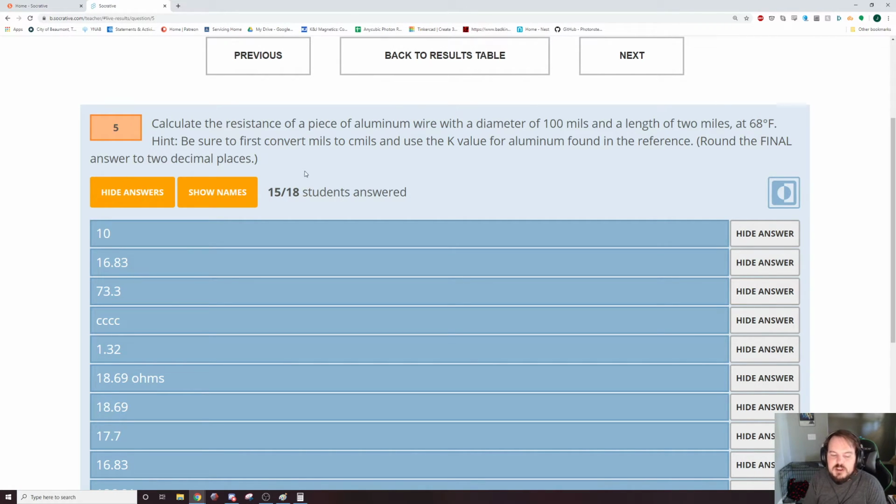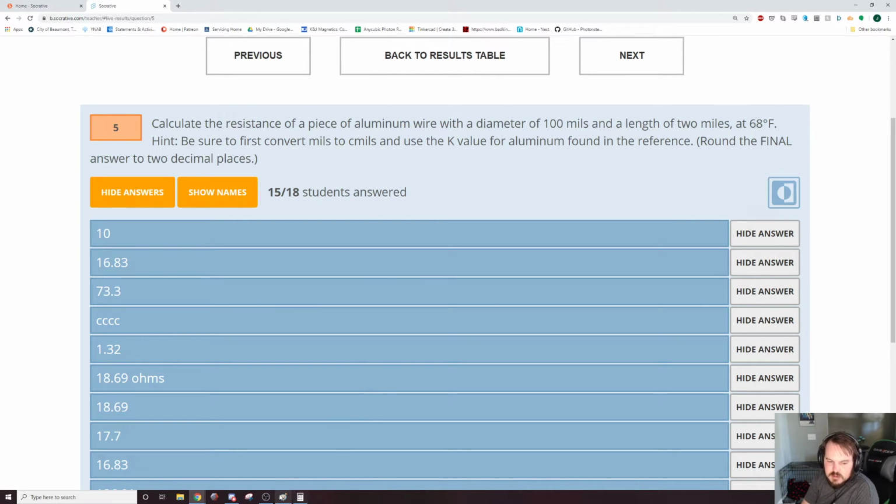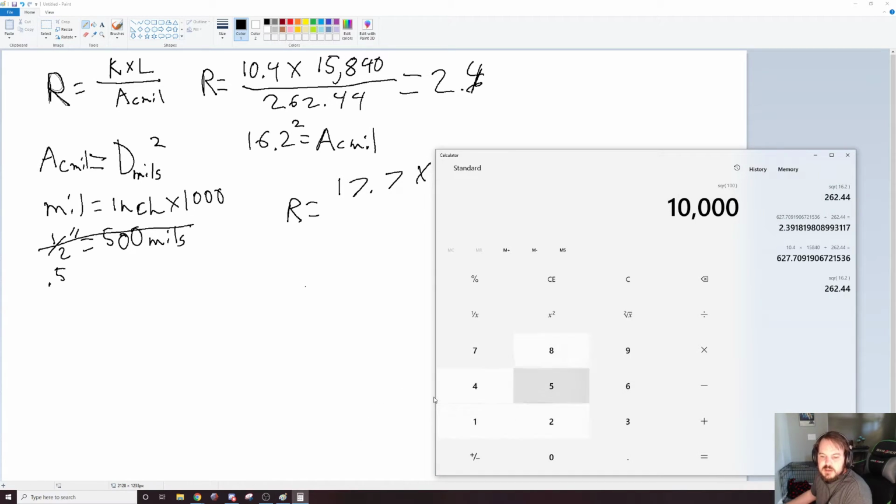Okay, 100 mils. So that's 10,000 circular mils, right? Because 100 squared is 10,000. So, let's just plug it in. Let's write down our formula. So, R equals 17.7 times, so let's do that math because I don't feel like doing it in my head, times 2. 2 miles is 10,560.